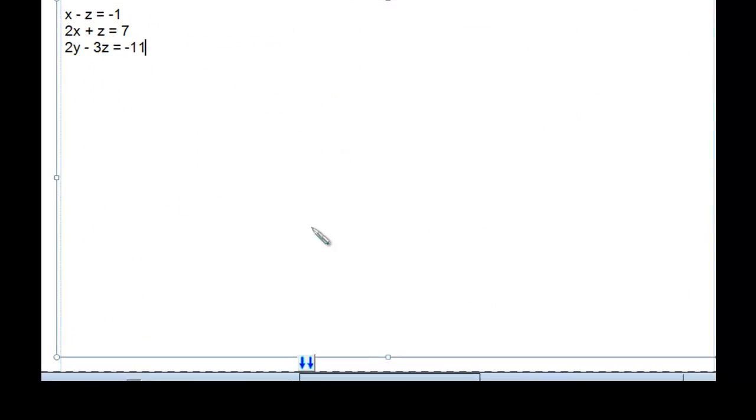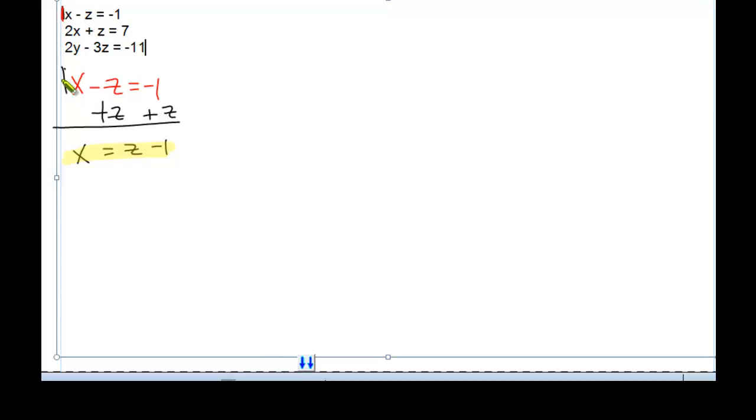In this example, we don't have one that is easily solved. But I can, however, solve for x or z or y in one of the equations and plug it into another one, just like we did with the 2 by 2 system. So let's look at x - z = -1. Since x is positive, I can solve for x by adding z to both sides. So we have x = z - 1. Now I know what x is equal to.